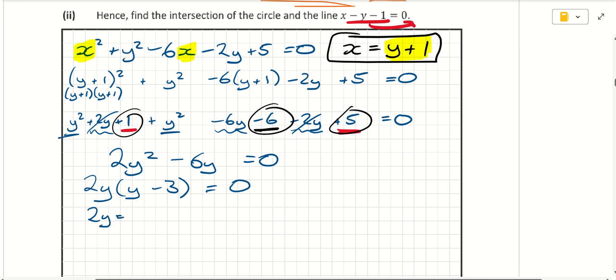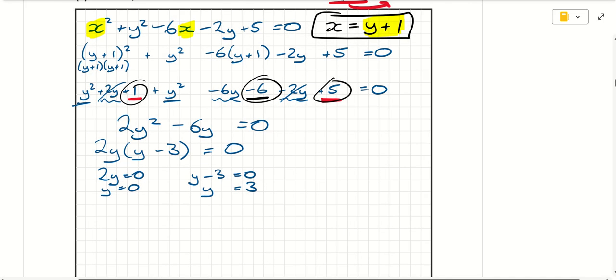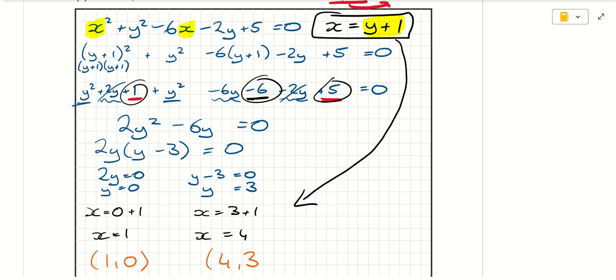So we've either got 2y equals 0, so that would mean that y has to be equal to 0, or y minus 3 equals 0, so y is equal to 3. So those are your two options, but then remember we have to take our x equals y plus 1 and bring it down here. So we will sub that back in. So if y equals 0, x equals 0 plus 1, so x equals 1. And if y equals 3, then x equals 3 plus 1. So x is equal to 4. So there's your 2 points. You've got 1, 0 and 4, 3. So those are your 2 points of intersection.